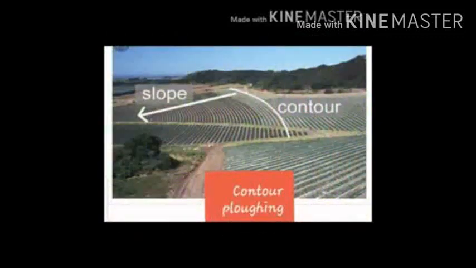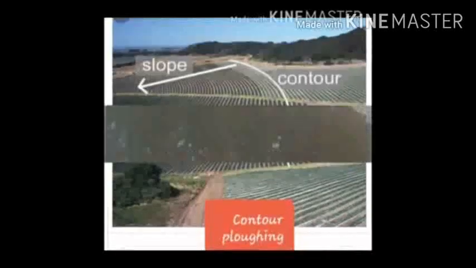The next one is contour ploughing. Contour here means the shape of the outer surface. It is done along the contour lines of the land to trap the water runoff. The next method is shelter belts. It is done in coastal and dry regions. Rows of trees are planted so that the wind's movement is checked to protect the soil cover.